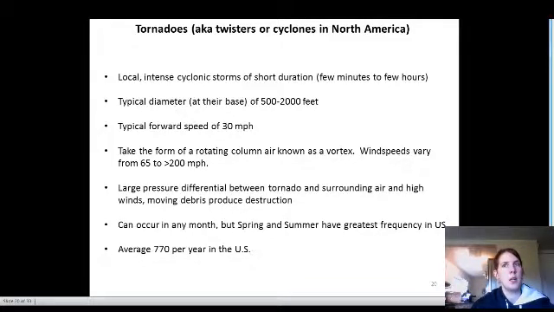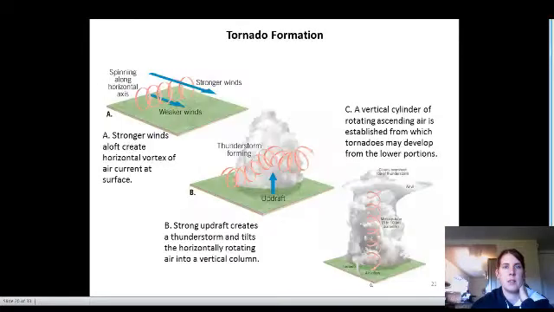So the actual lateral displacement of a tornado is at about 30 miles per hour, but the wind speed of the air rotating within it can be over 200 miles per hour. There's a large pressure difference between the tornado and the surrounding air in high winds, which moves the debris and produces the destruction. They can occur in any month, but spring and summer have the greatest frequency in the U.S., and the average is about 770 per year in the U.S. So here this just shows how a tornado forms. So we've got the tornado.